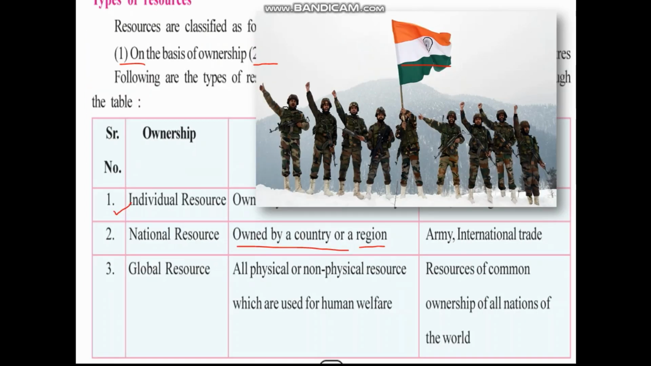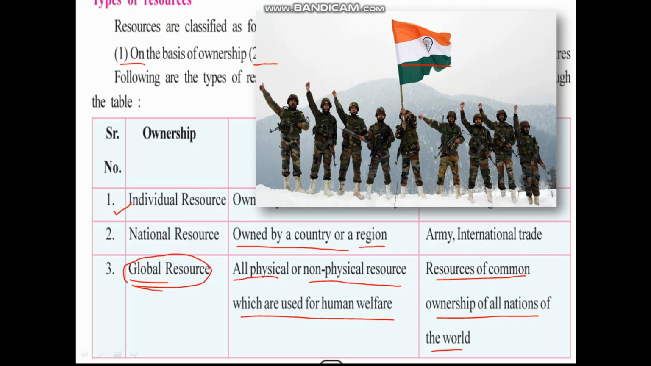The third kind is global resource. Global resources are types of resources that are common. That can include all the things that the earth shared, like the natural resources such as the high oceans, the atmosphere, and outer space, and even Antarctica is the only continent which is not owned by any country, and that's why it is a common resource, or rather a global resource. So all the physical and non-physical resources which are used for human welfare are termed as global resources. Global means used by the whole world. Resources for common ownership of all the nations of the world.